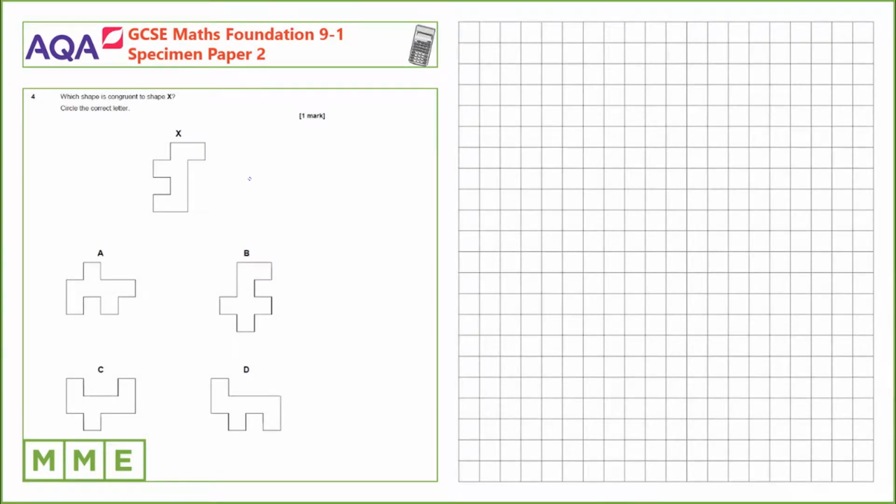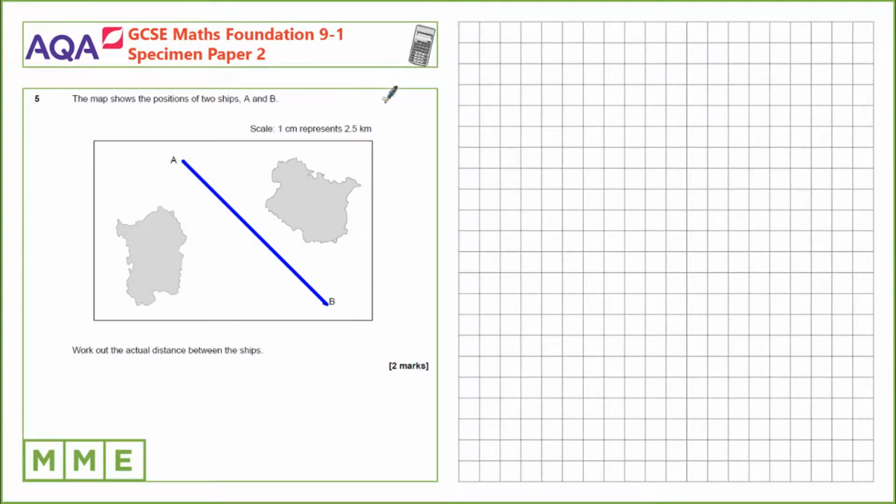Question 4. Which shape is congruent to shape X? Circle the correct letter for 1 mark. A congruent shape is a shape that is exactly the same and it can be rotated. So for example, B is not exactly the same. We can see this cross shape here, which doesn't occur in shape X, so B cannot be the correct answer. Looking through the other shapes, we see that D is a rotation of X, and that must be congruent.